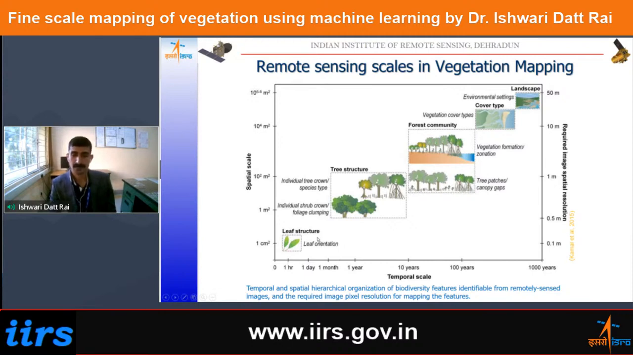And if you increase the extent of the area, then the changes will occur over a much longer time. Data with low spatial and low temporal resolution will work for studying landscape level changes in biodiversity, as compared to the tree structure or the tree community. So the more our scale increases, the longer duration data sets we will need, and to study the canopy level or the leaf structure level, we will need very high temporal and very high resolution data.